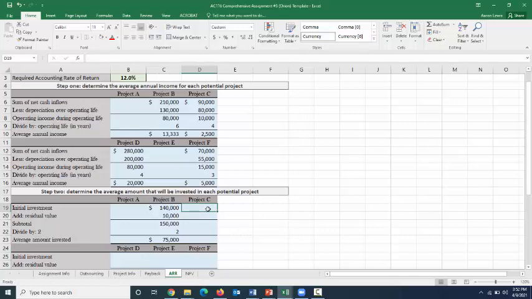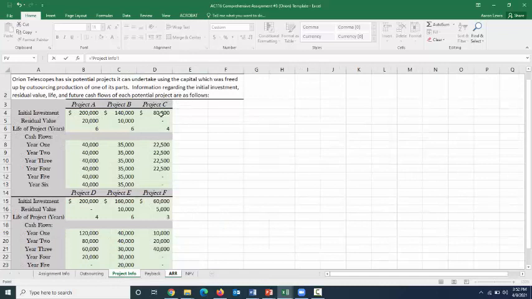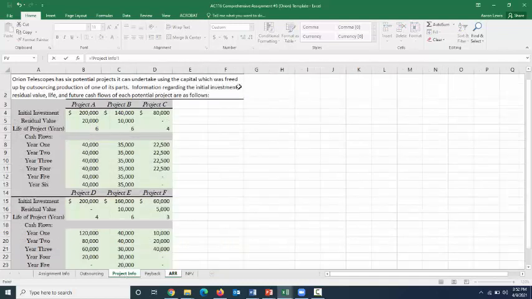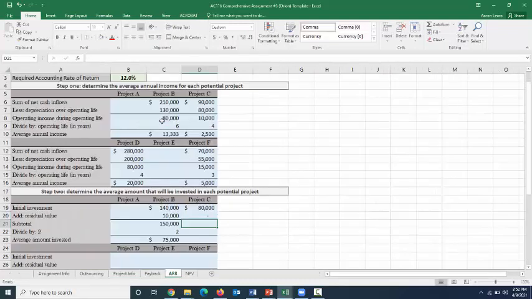For Project C, we do the same thing. The initial investment that we have in Project C is going to be $80,000. Its residual value, according to our info, is 0, which means it's going to be worth $80,000 on day 1 and 0 on the last day. Well, if we divide that $80,000 that we get, our subtotal, by 2, we find out that on any one given day in Project C's life, we're going to have about $40,000 tied up in that particular project.